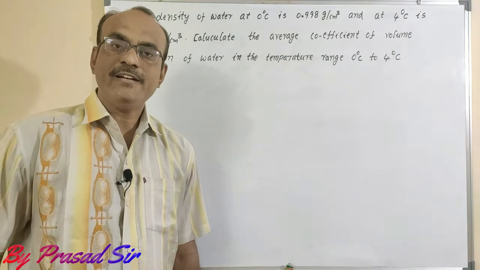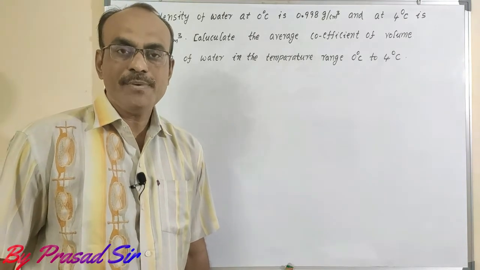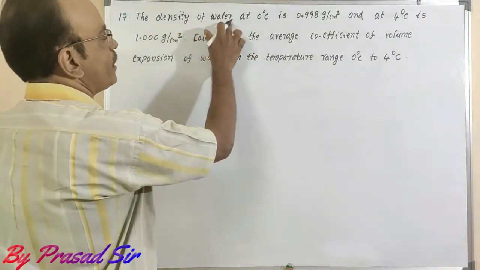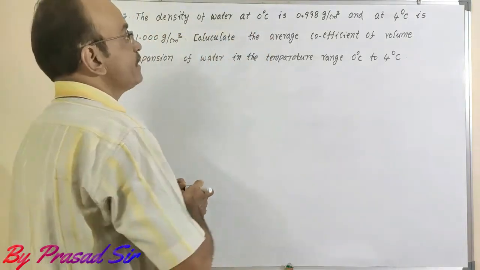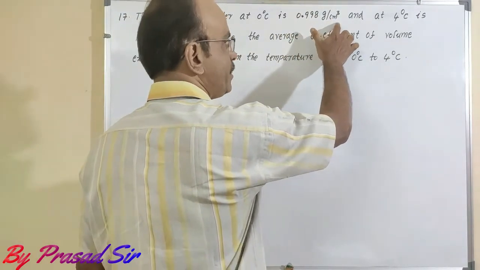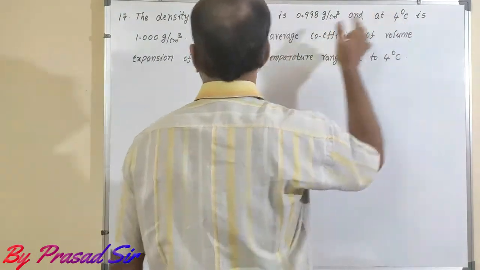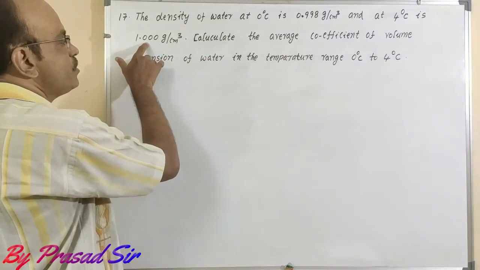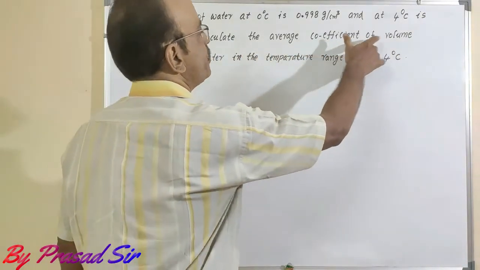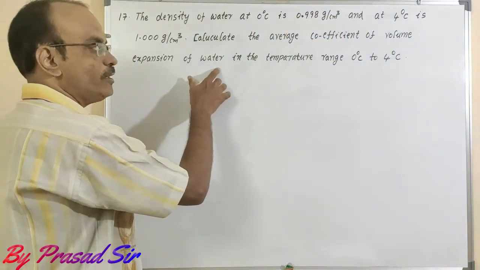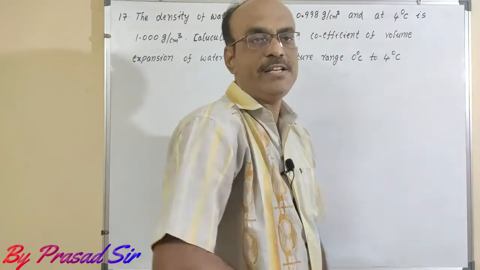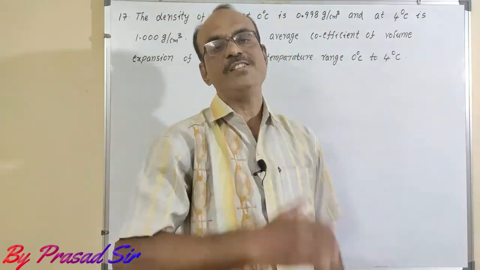Here, heat and temperature, question number 17. The density of water at 0 degrees centigrade is 0.998 gram per centimeter cube, and at 4 degrees centigrade is 1.000 gram per centimeter cube. Calculate the average coefficient of volume expansion of water in the temperature range from 0 degrees centigrade to 4 degrees centigrade. This is the question.